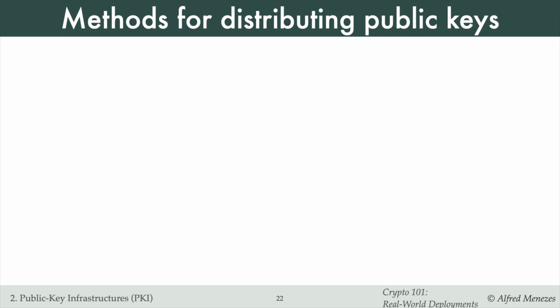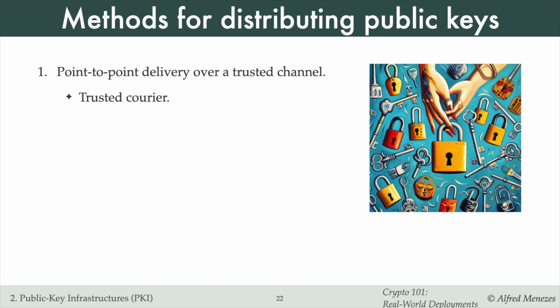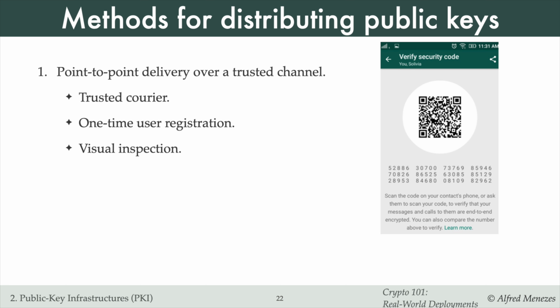There are several methods for distributing public keys in large-scale applications. The public key can be delivered by a trusted courier or provided to a user during a one-time registration. It might also be pre-installed in a browser or operating system. In some cases, two parties can verify each other's public keys through visual inspection. For example, in the WhatsApp messaging app, users compare hashes of each other's public keys. We'll explore this further in the video on Signal.